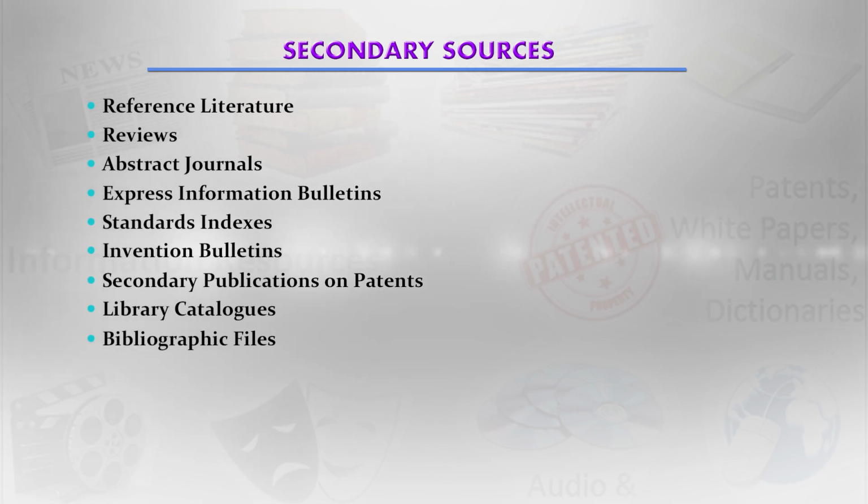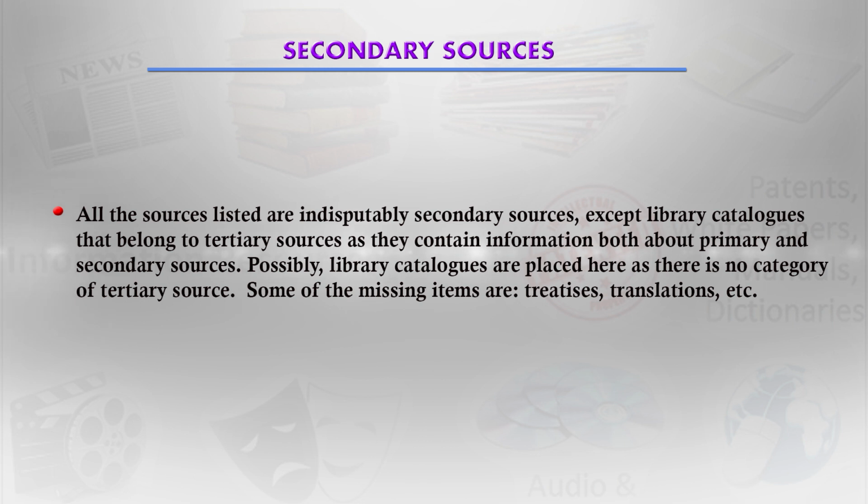Then the categorization of secondary sources. Here he included reference literature, reviews, abstract journals, express information bulletins, standard indexes, invention bulletins, secondary publications on patents, library catalogs and bibliographic files. All the sources listed are undisputedly secondary sources except library catalogs that belong to tertiary sources, as they contain information both about primary and secondary sources. Possibly library catalogs are placed here as there is no category of tertiary sources, because he divided the categorization into two parts, primary sources and secondary sources. Some of the items are still missing, like treatises, translations, etc.